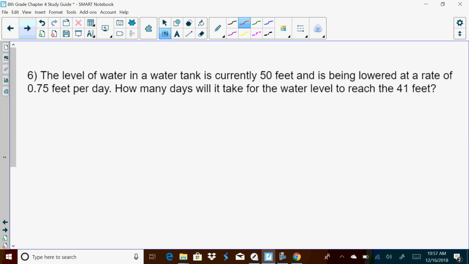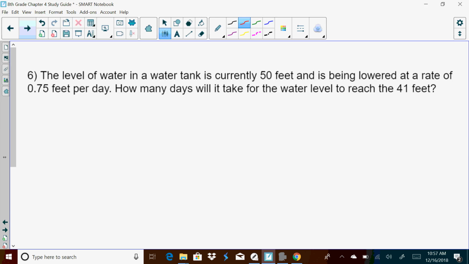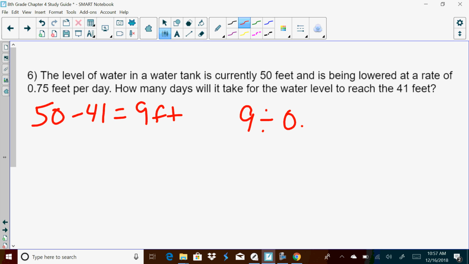Problem number 6, the level of water in a water tank is currently 50 feet and is being lowered at a rate of 0.75 feet per day. How many days will it take for the water level to reach 41? So first I need to figure out how many total feet I want it to go down. So it turns out it's 9 feet. So I got to figure out how many days does it take to lower 9 feet. So I did 9 divided by 0.75, and it ends up it's 12 days.